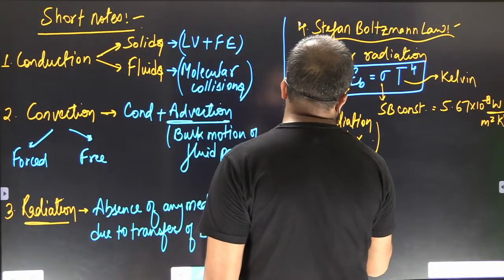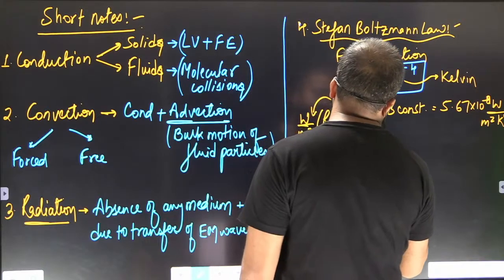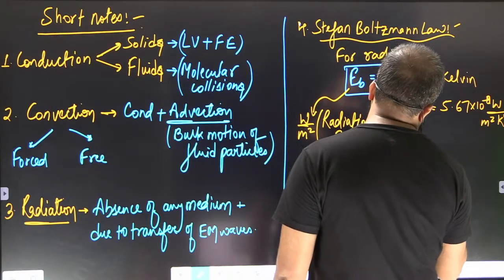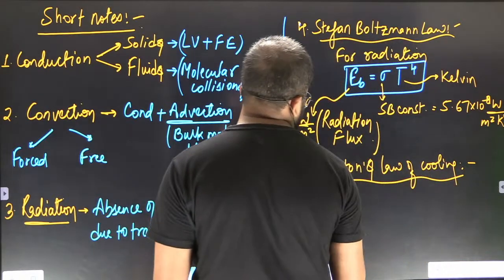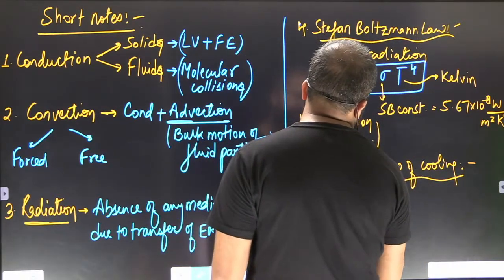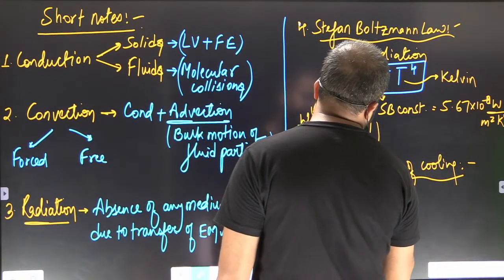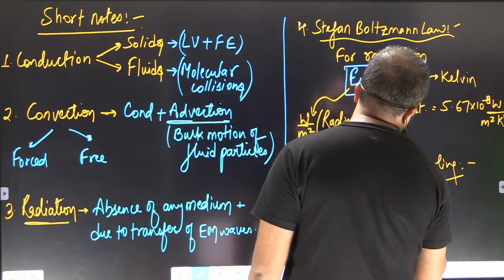What was there? Newton's law of cooling. Q convection equals h A_s delta T.